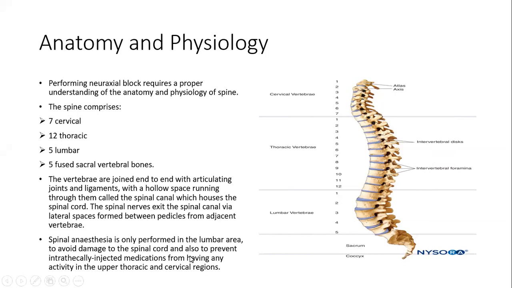Note that spinal anesthesia is most of the time only performed in the lumbar area, and this is to avoid causing any damage to the spinal cord, and also to prevent injections in the upper thoracic and the cervical regions, which could have catastrophic complications.